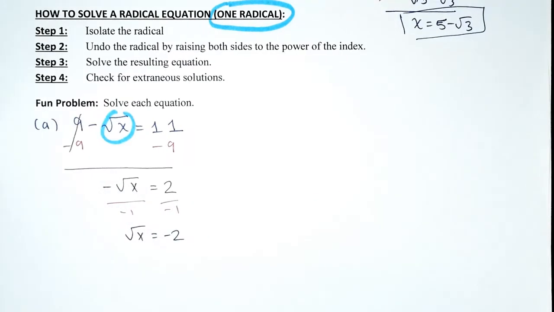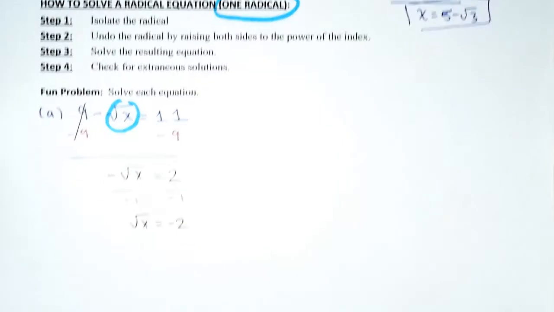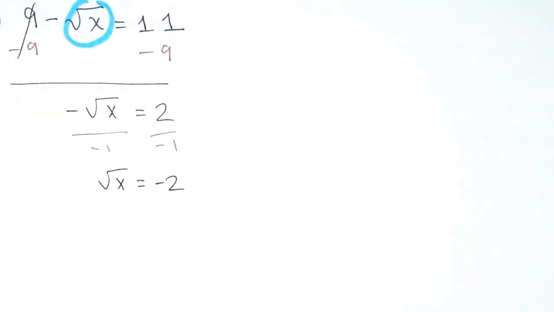So fantastic. So step 1, or goal number 1 complete. Goal number 2, work your magic to get rid of the radical. How? Let me go ahead, zoom in. Okay, so step number 2, work your magic to get rid of the radical.